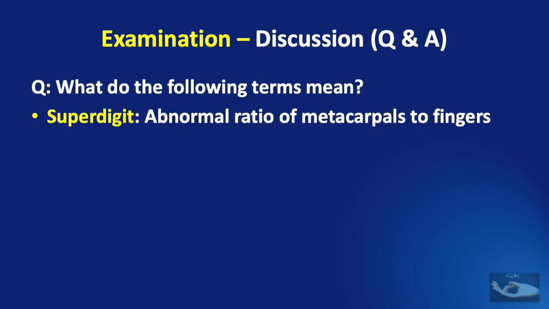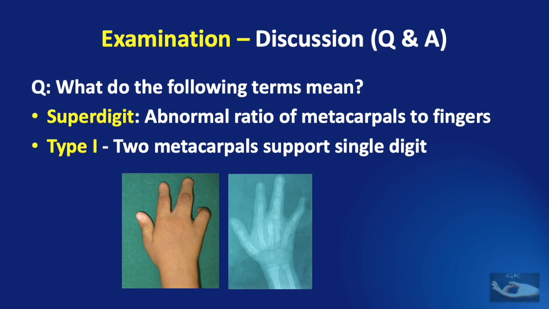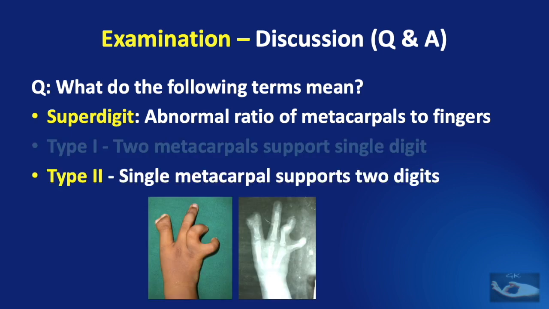And finally, the superdigit, where there is an abnormal ratio of metacarpals to fingers. There are 2 types here. The type 1, where 2 metacarpals support a single digit, and type 2, where a single metacarpal supports 2 digits.